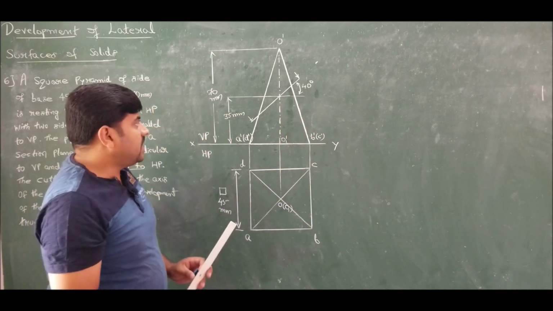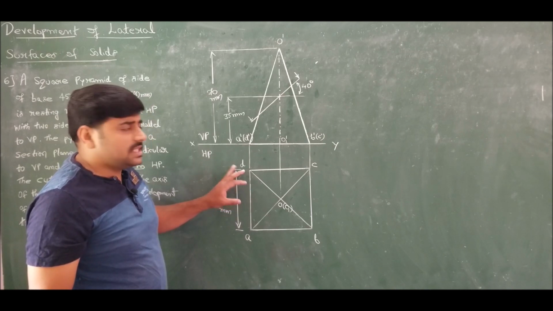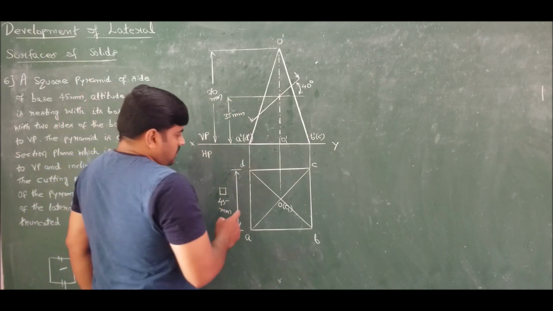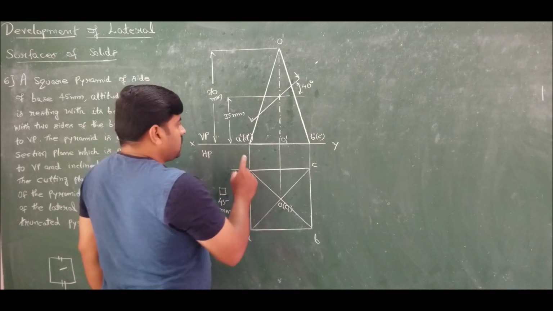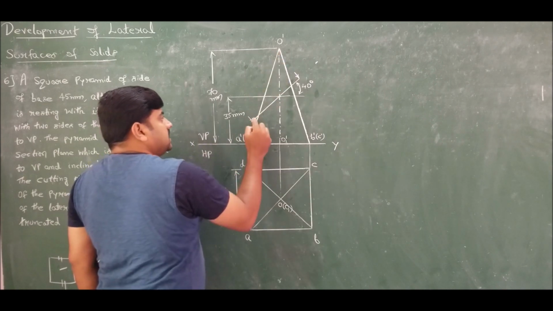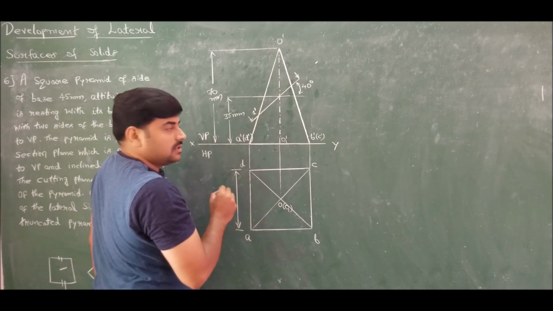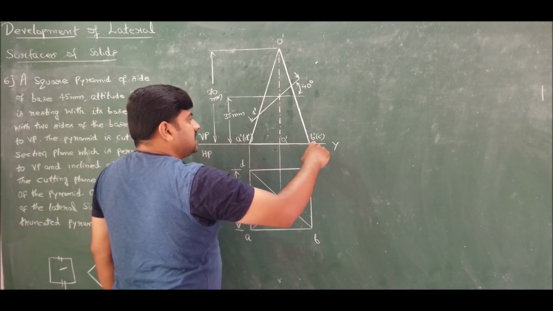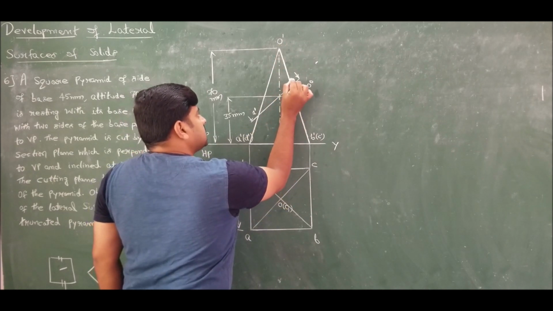Now coming for marking, here we have only base edges and slant edges. Coming for the first one, we have slant edge A to O. So coming for slant edge A dash to O dash, it is cutting here. So mark this point as 1 dash. Next, go for B. Coming for slant edge B dash to O dash, it is cutting down here. So mark it as 2 dash.